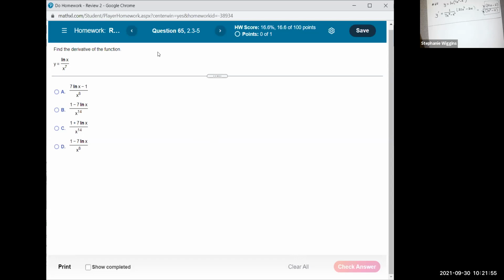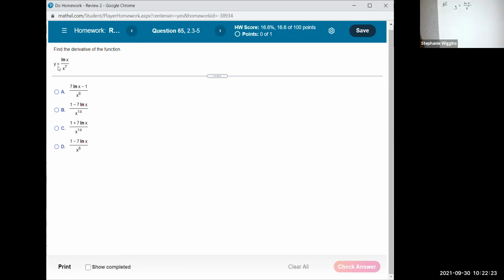Okay, so here, let's do this one. This is a really good example of where you've got a quotient. You've got to use the quotient rule and the rules for logs and exponentials. So this is a really good problem. This is number 65. I'm going really fast because I want to try and get to as many problems as I can. y equals the natural log of x over x to the 7th.